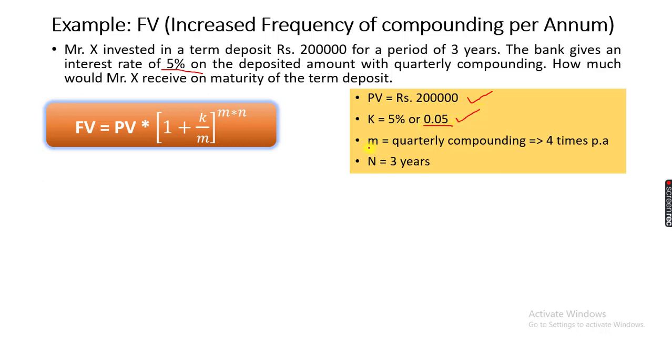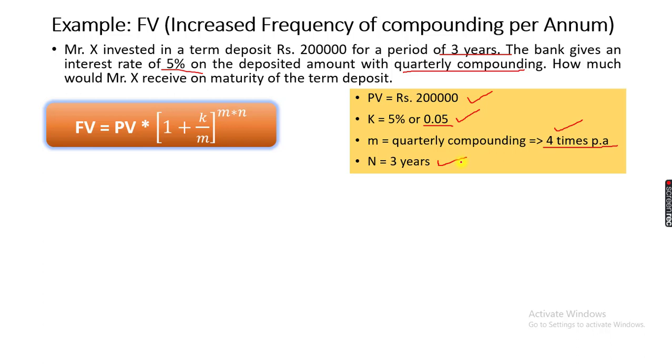M is equal to frequency of compounding. The compounding is done quarterly in this case, which means 4 times a year. So the value of M will be 4 in this case. N is equal to number of years. So the time period of deposit is 3 years. So the number of years would be 3.